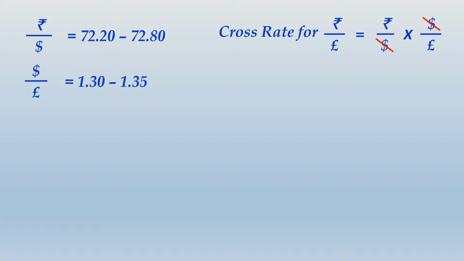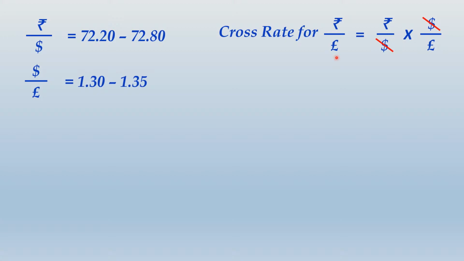Please try to understand what was given in the question. It was a quote of rupee per dollar, that is 72.2 to 72.8. Another quote was dollar per pound, that was 1.30 to 1.35. So the cross rate for rupee per pound will be rupee per dollar into dollar per pound, and you know that dollar in the denominator in one expression and dollar in the numerator in the other will get cancelled out. If you multiply rupee per dollar with dollar per pound, you will get the value of rupee per pound.